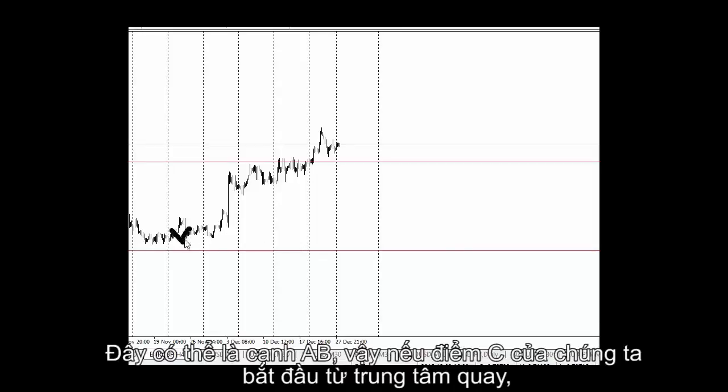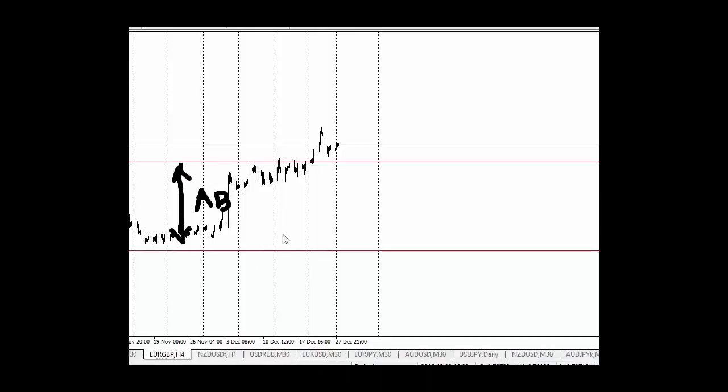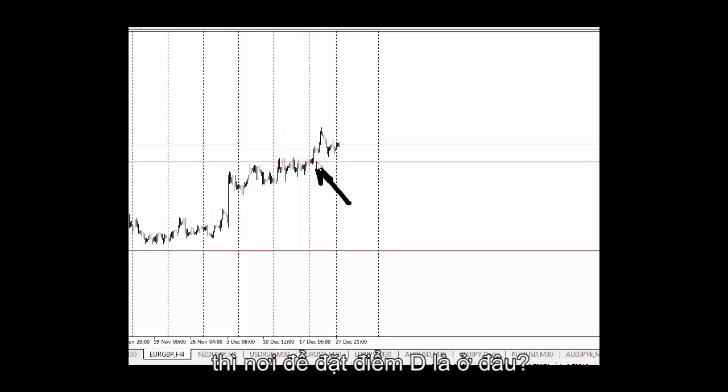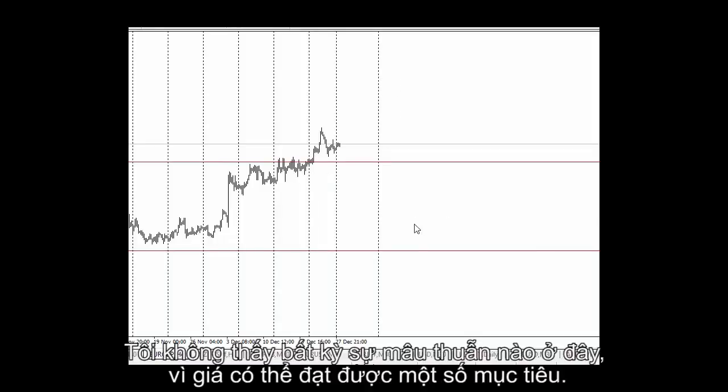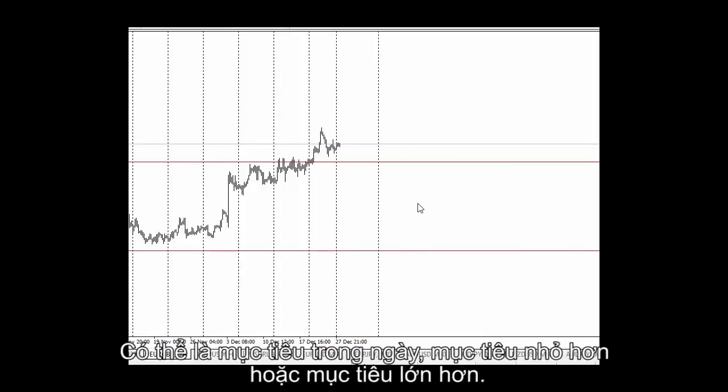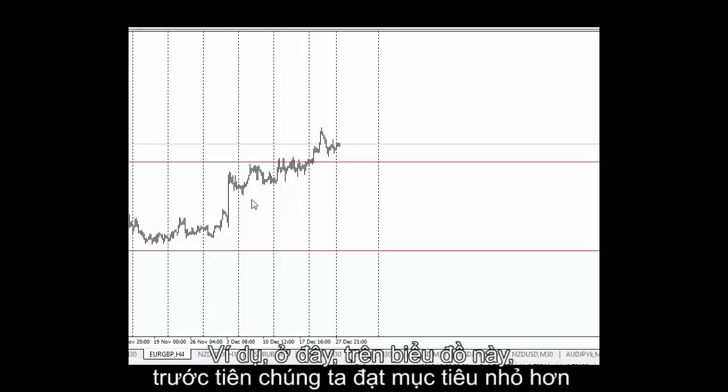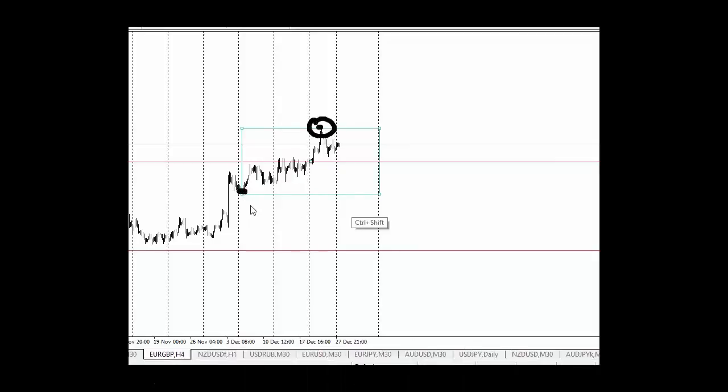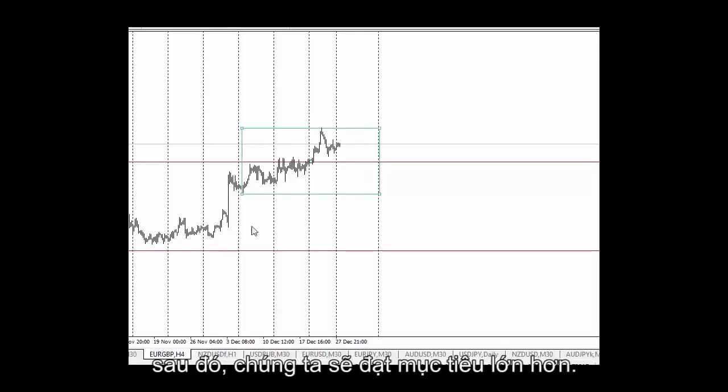And also this can be the AB leg. So if our action starts, if our point C is located above the rotational center, where is the D point located? In fact, I don't see any conflict here because price can reach several targets. It might be an intraday target or a small target, and it might be a larger target. For example, here on this example, we have the smaller target achieved first, and then probably the larger target can be achieved later.